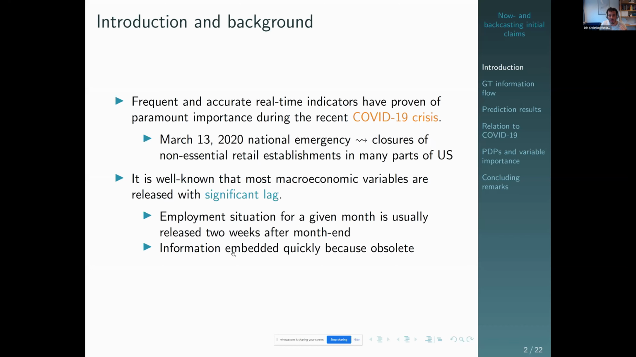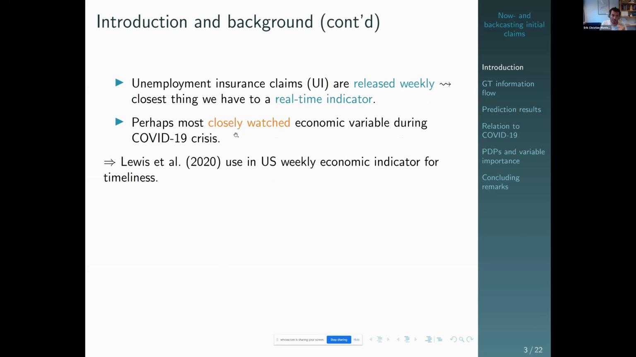I think in quiet times we tend to forget this, but nowcasting is incredibly important in periods such as the pandemic that we are currently living, particularly the beginning when the size of the shocks was completely unknown. So most macroeconomic series are released at a monthly frequency, and one of the few that is released weekly is UI, which is unemployment insurance claims.